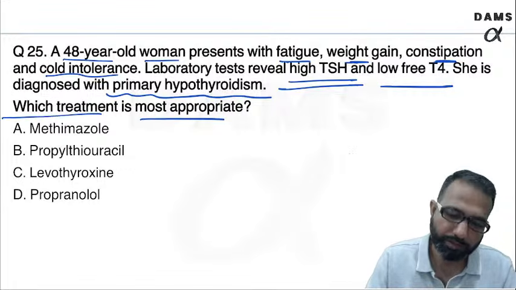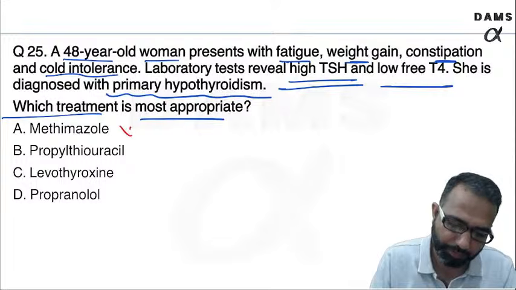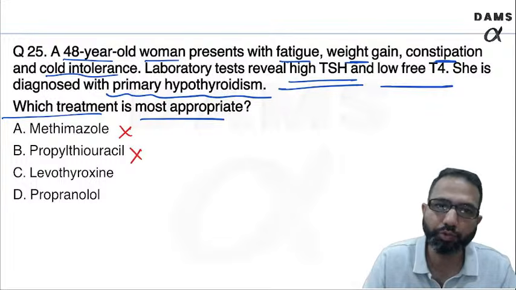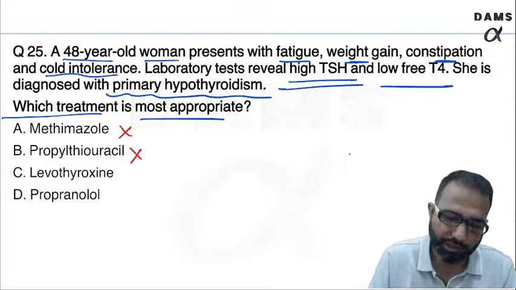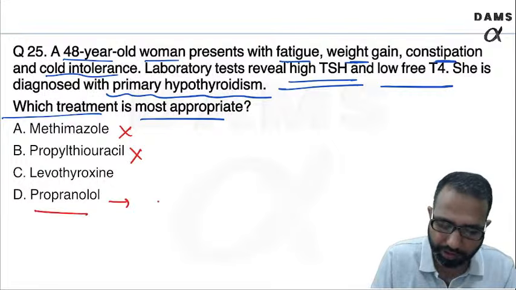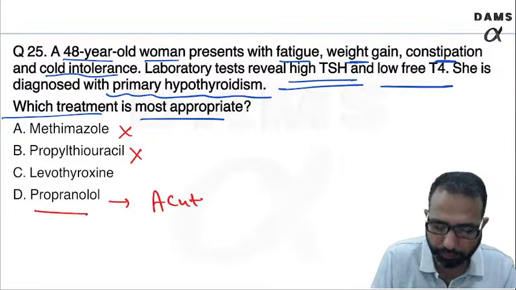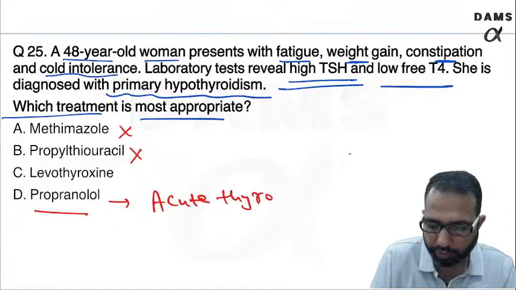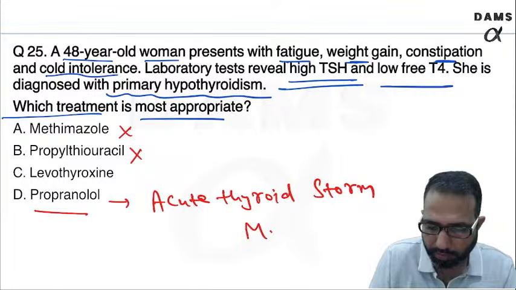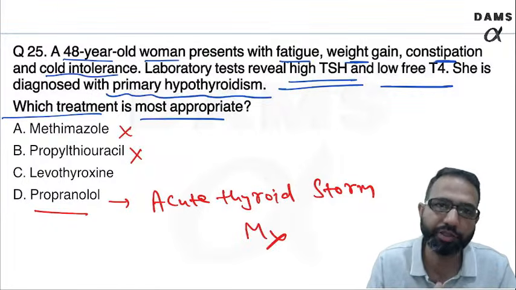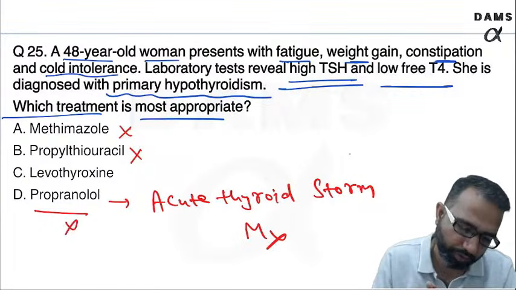So obviously in this patient it is hypothyroidism, so these drugs are out. The propranolol is used for acute thyroid storm management. That is the drug of choice, the first drug to be given in those patients. Levothyroxine is the T4.